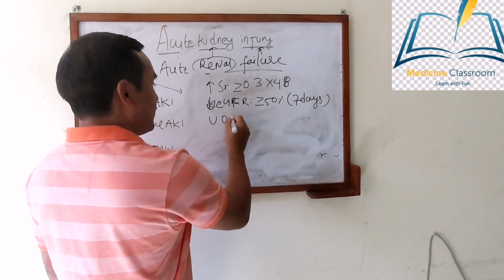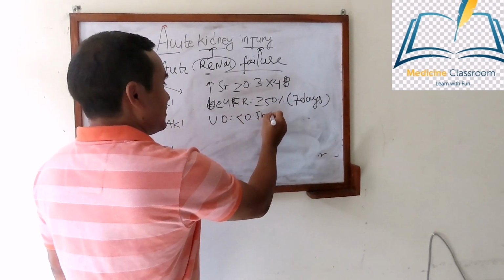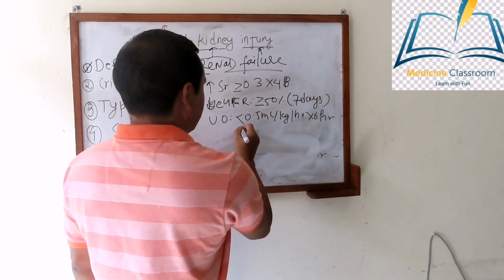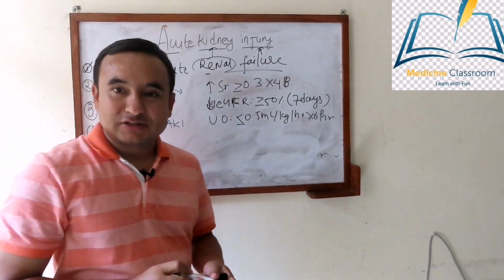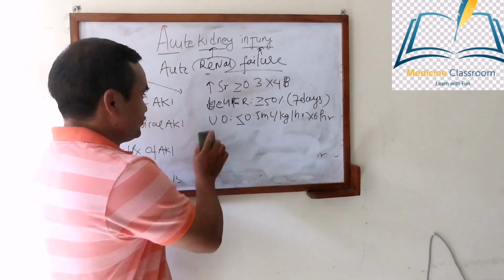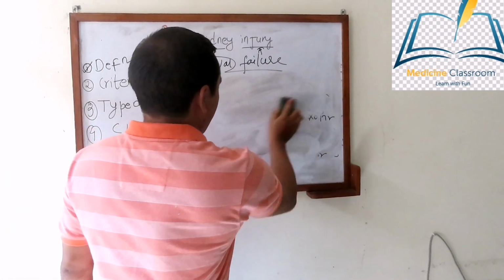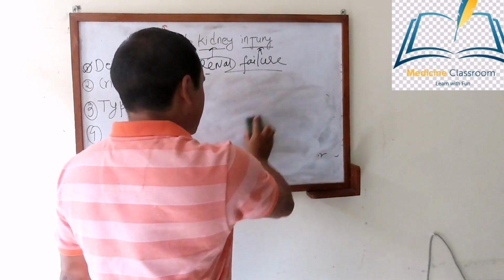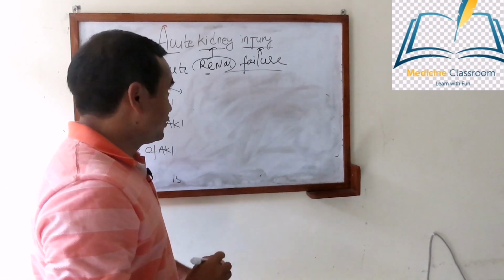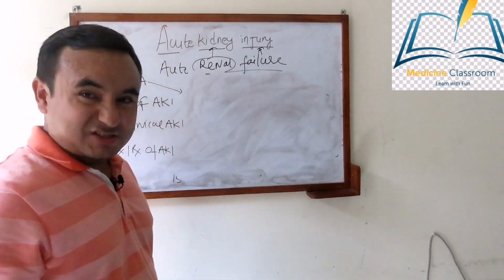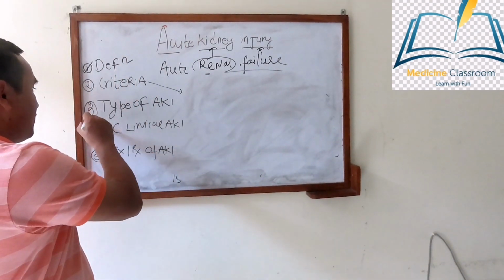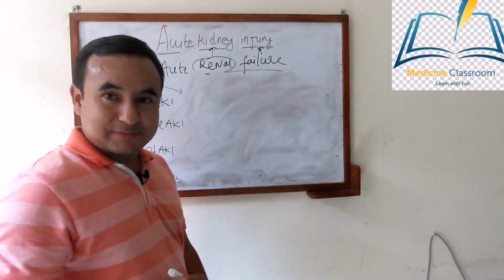Third one is urine output value less than 0.5 ml per kg per hour for 6 hours. So these are the three criteria to define the acute kidney injury. Then, can you grade the acute kidney injury? Yes, you can grade the acute kidney injury, but let us not make things complicated. I will directly go to the type of AKI for the 9th semester MBBS student.